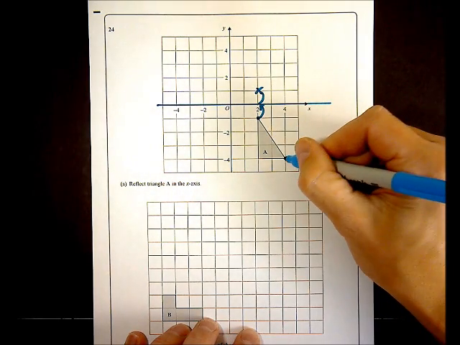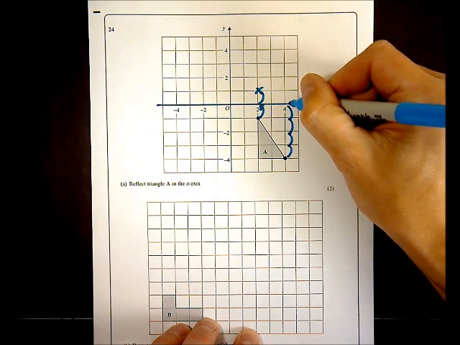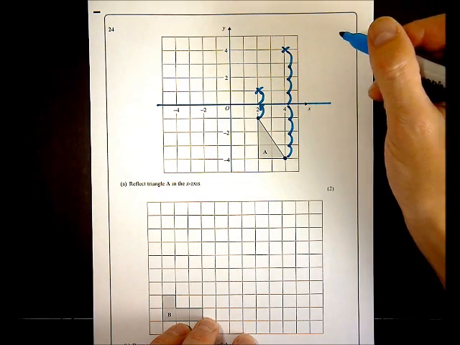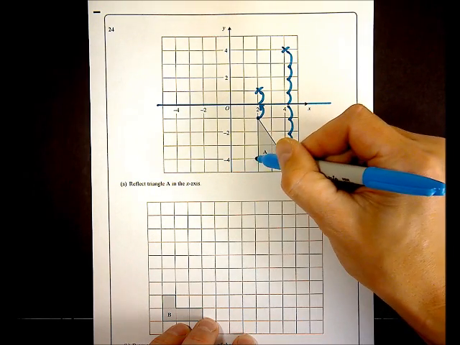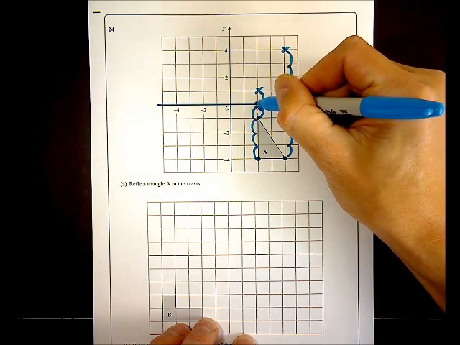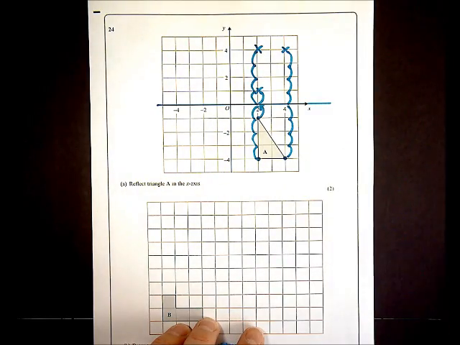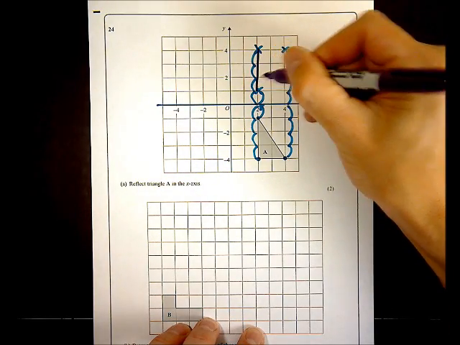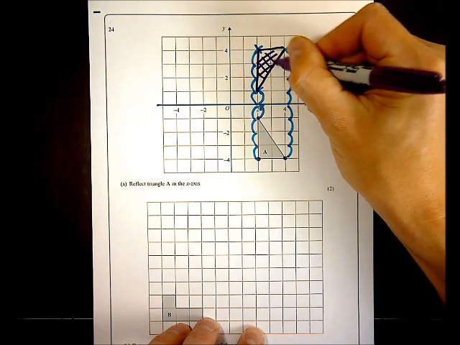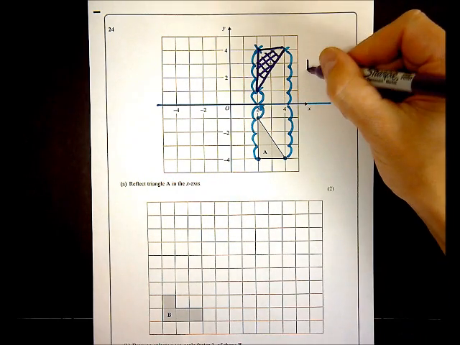And similarly, this point here is 1, 2, 3, 4 squares away from the axis. So when it's reflected, it's going to go 1, 2, 3, 4 squares away up to there. And finally, the last point is going to be 1, 2, 3, 4 away from the axis. And when it's reflected, 1, 2, 3, 4, it'll be the same distance away. So now I've got all 3 corners of my triangle. I can draw that on. And that's where my triangle will be reflected to. Obviously, in the exam, you would use a ruler.